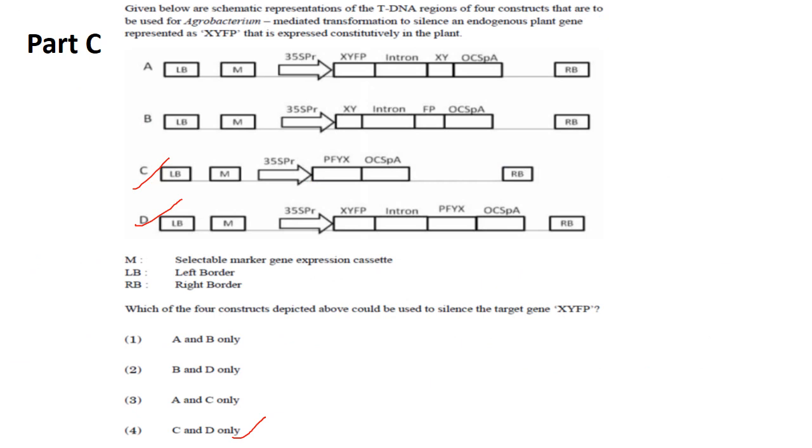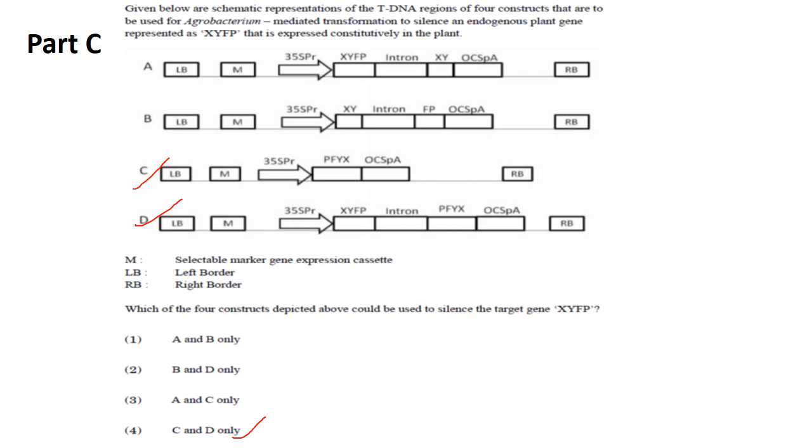Then next one. Given below are schematic representations of the T-DNA region of 4 constructs that are to be used for Agrobacterium mediated transformation to silence an endogenous plant gene represented as XYFP that is expressed constitutively in the plant. So you want to silence XYFP. So which construct will you be using? M is selectable marker, LB is left border and RB is right border. Which of the 4 constructs depicted above could be used to silence the target gene XYFP?